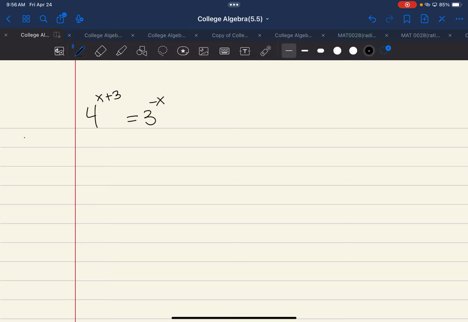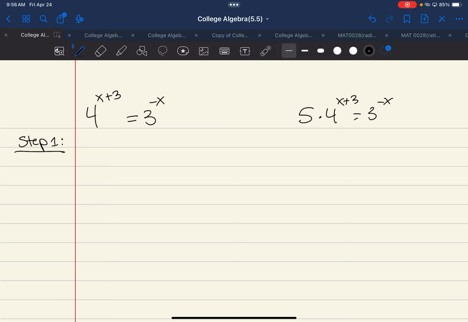we already have at least one of these isolated on one side. So that's good. And honestly, that's how it will be in any of the problems you see. You won't really have one that's like 5 times 4 to the x plus 3 equals 3 to the negative x. You won't have anything like this, so just don't worry about that.